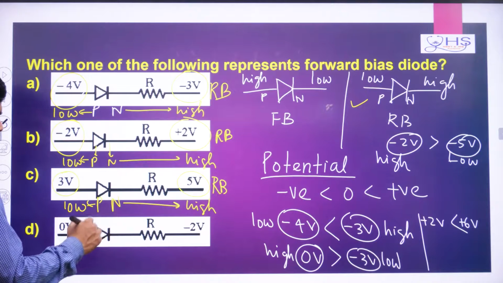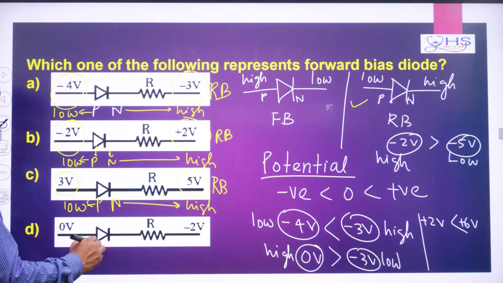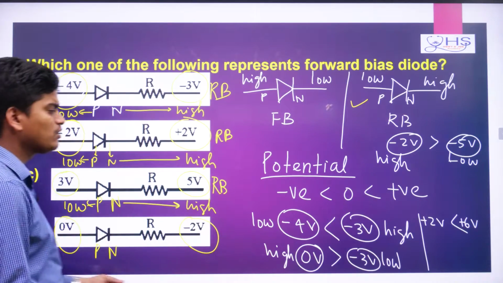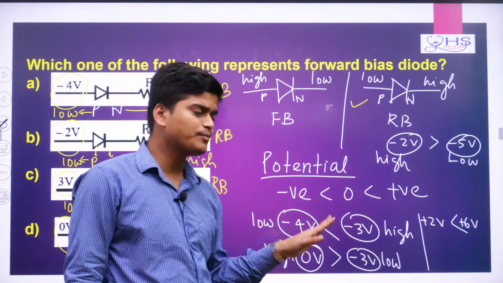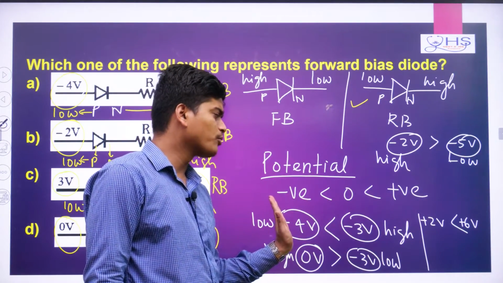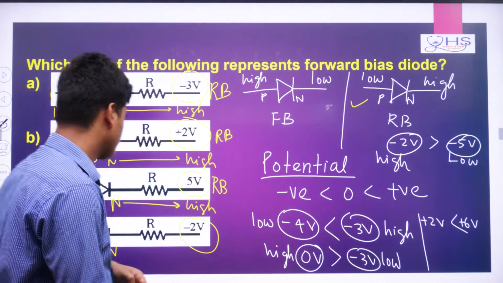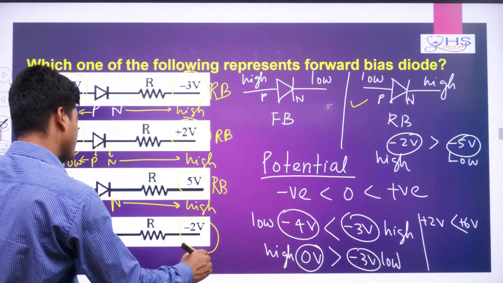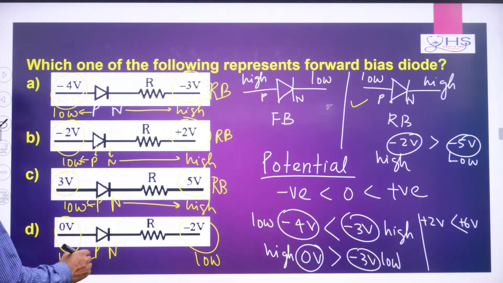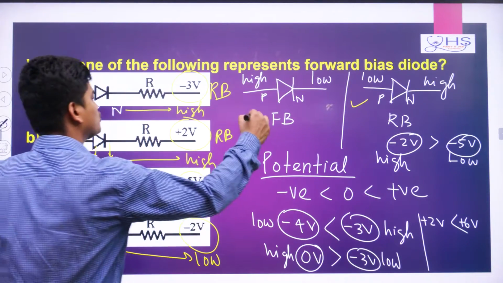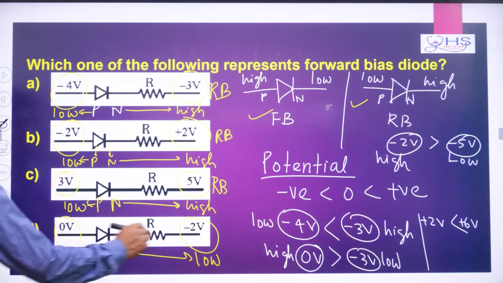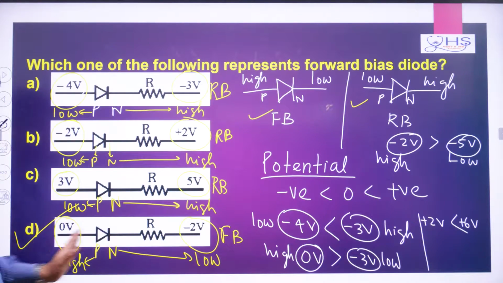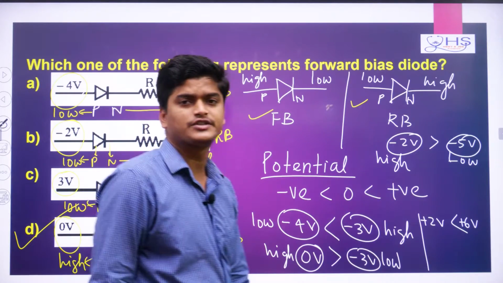Now another diode is there: here it is P side, here it is N side. Here 0 and here minus 2. Just now I told you all negative potential will be lower potential as compared to 0 volt. So that's why 0 volt will be high potential and this will be low potential. You can tell P connected to high, N connected to low, so it is satisfying forward bias condition. So this option D is basically the forward bias condition of the PN junction diode.